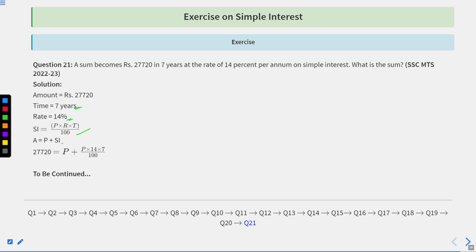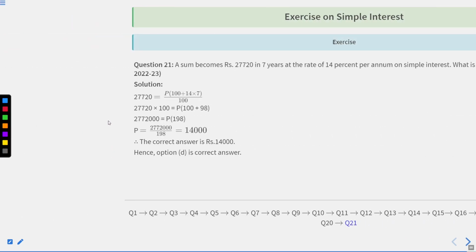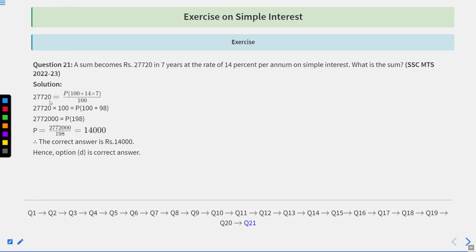So the amount is equal to principal plus simple interest, which is equal to 27,720 equals P plus P times 14 times 7 upon 100. So we get 27,720 equals P times (100 plus 14 times 7) upon 100. So when you simplify this, you will get P equal to 14,000. So the correct answer here is 14,000, which is option D.